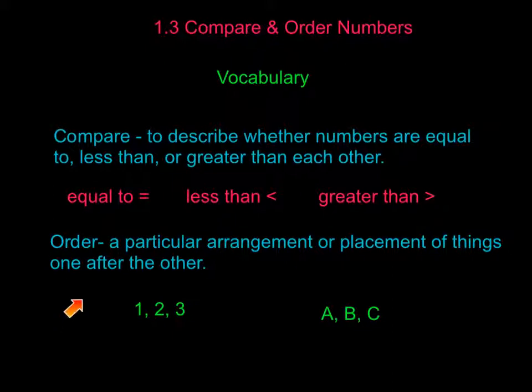Order is a particular arrangement or placement of things one after the other. So a simple order, we have 1, 2, 3. Or another example would be A, B, C, and we can keep on going: D, E, F, G, H, I, J, K, L, M, N, O, P, Q, R, S, T, U, V. It would be a specific order in which things need to be in.